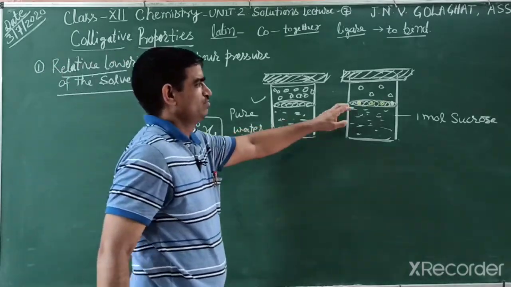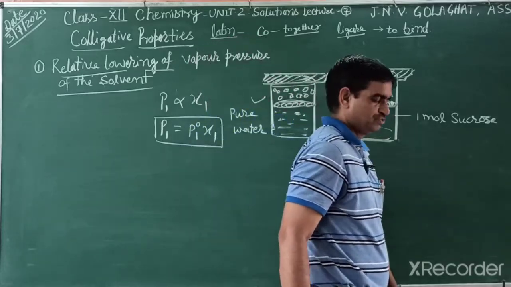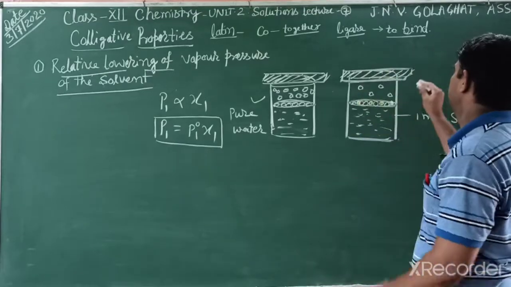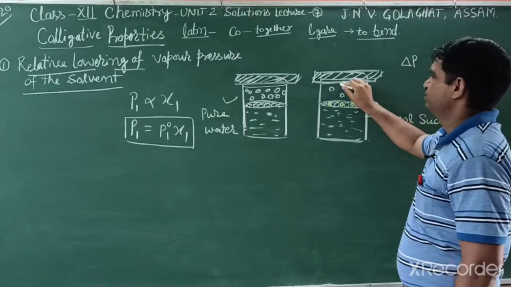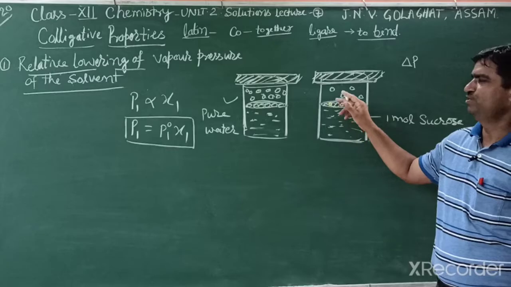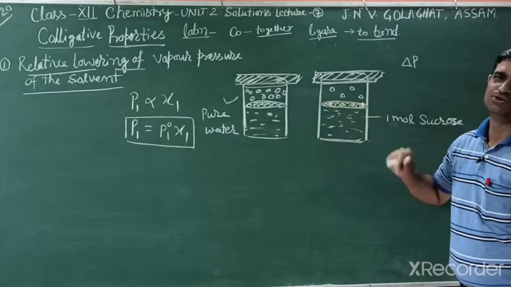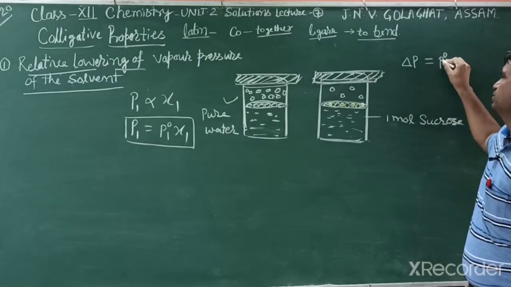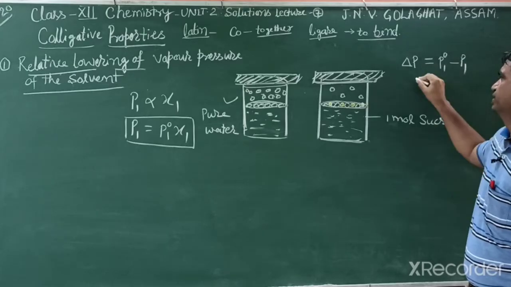But in this solution, what do you see? The vapor pressure is reduced. How can we identify that reduction? I can write it as delta P, because this vapor pressure is a reduced pressure, and it depends only on solvent particles, because the solute is non-volatile. So delta P is equal to the pure vapor pressure of the component minus the partial vapor pressure of the component.